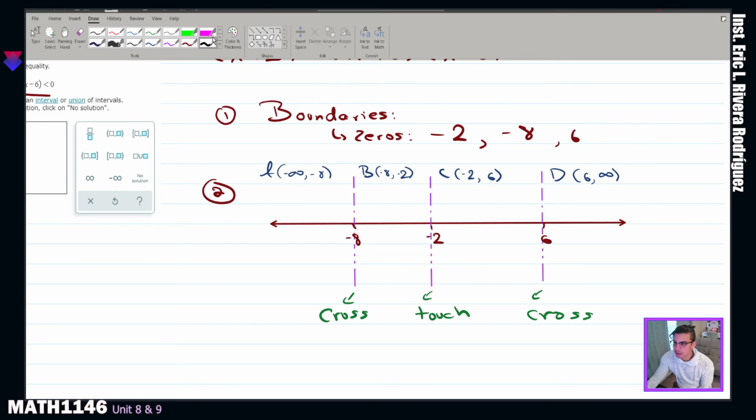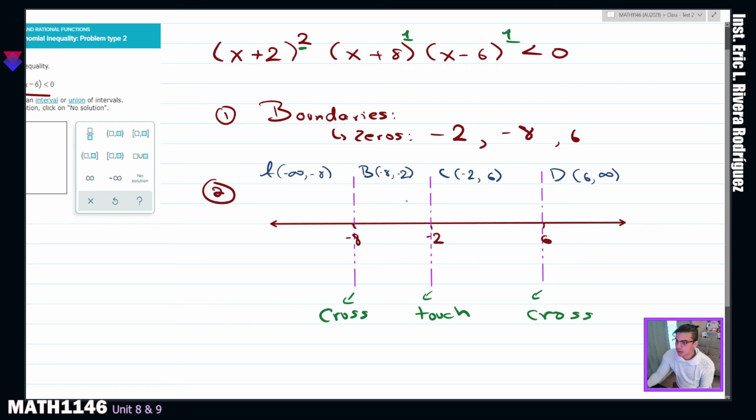Now, what are the values that we are going to select? From negative infinity to negative 8, the value I will use to represent that region is negative 10. From negative 8 to negative 2, I'm going to select negative 5. You can select negative 7, negative 3, negative 4 or negative 6, but for me the easiest value to work with in that interval is negative 5. From negative 2 to 6 it is 0, and then from 6 to positive infinity it is going to be 10.